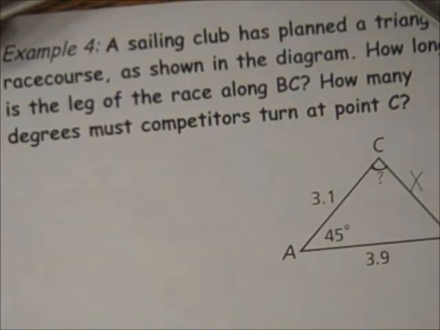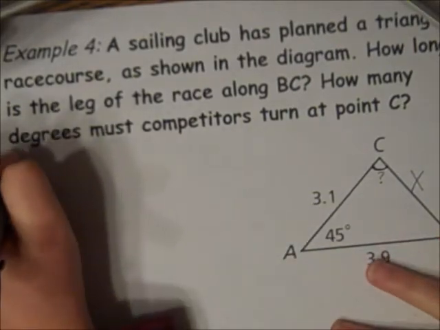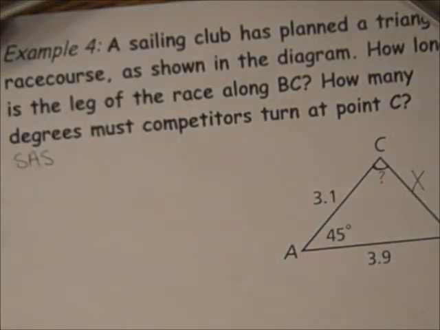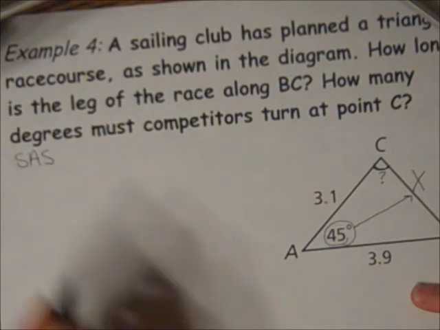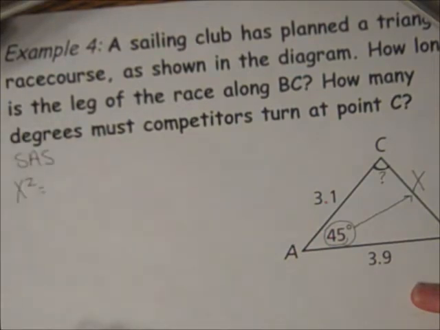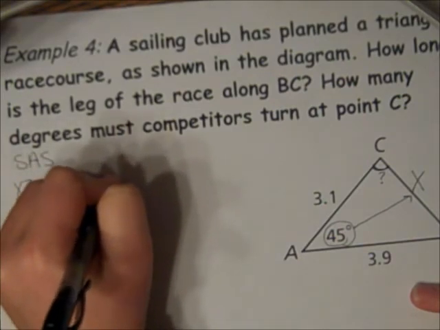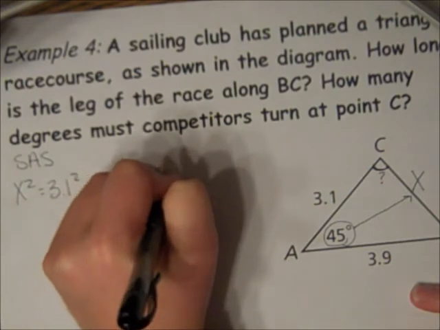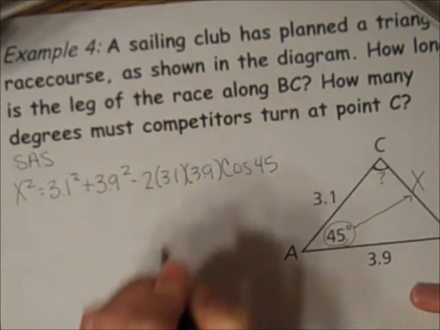Okay, so before we can decide law of sines or law of cosines, we need to figure out what they gave us so I can figure out which one I need. So here we have side, angle, side. If you have a side, angle, side, that is a law of cosines. So we're going to set that up. They gave us the 45, so that means x squared is going to go over on the left. And it doesn't matter which one comes next. 3.1 squared plus 3.9 squared minus 2 times 3.1 times 3.9 times the cosine of 45.